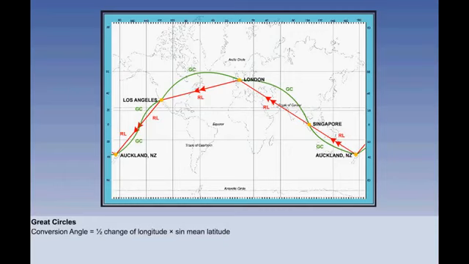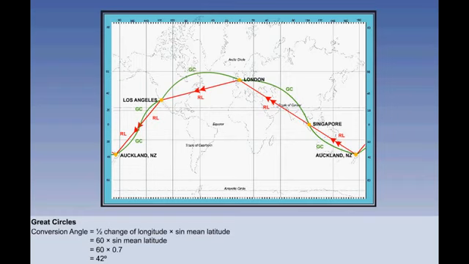London is on the Greenwich meridian. Los Angeles's longitude is about 120 west. So half of 120 degrees is 60. London's latitude is about 52 north, whereas LA is about 34 north. So the mean latitude is about 45 north. Sine 45 is about 0.7. Multiplying out, the conversion angle should be about 42 degrees. Now have a look at the diagram again, and you'll see that it's about right.